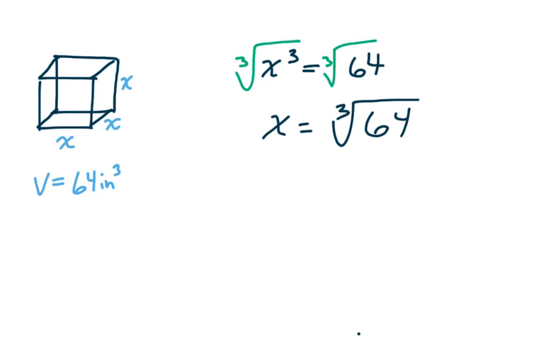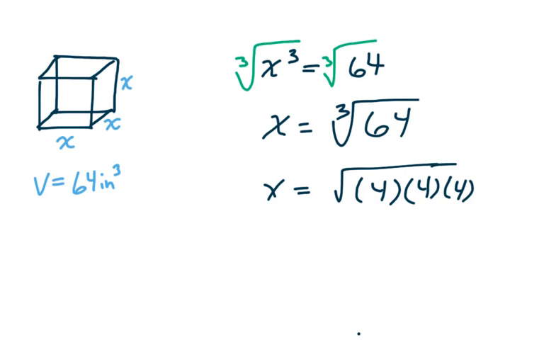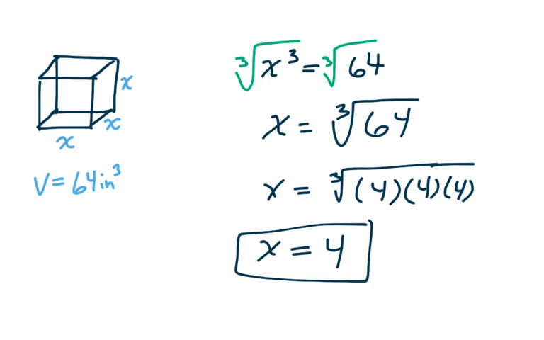As it turns out, if we look at 64 and think about 4 times 4 times 4, that gives us 64. So that tells us that 64 is a perfect cube, and we could find the cube root of it. And so we can say that the cube root of 64 is 4. So in this problem then, the side length of the cube is 4 inches.